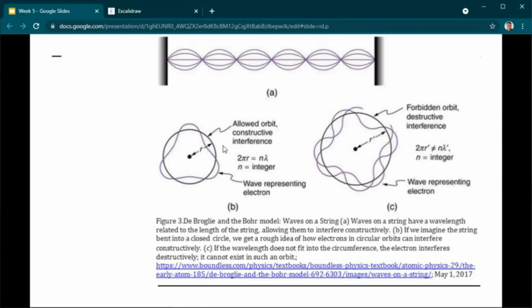If the letter C, if the wavelength does not fit into the circumference, then the electron interferes destructively. It cannot exist in such an orbit. Okay? So only the electrons, what do you call this one? The electrons with the wavelength that fits the orbit should be in that orbit. Okay? So that's the proposition.